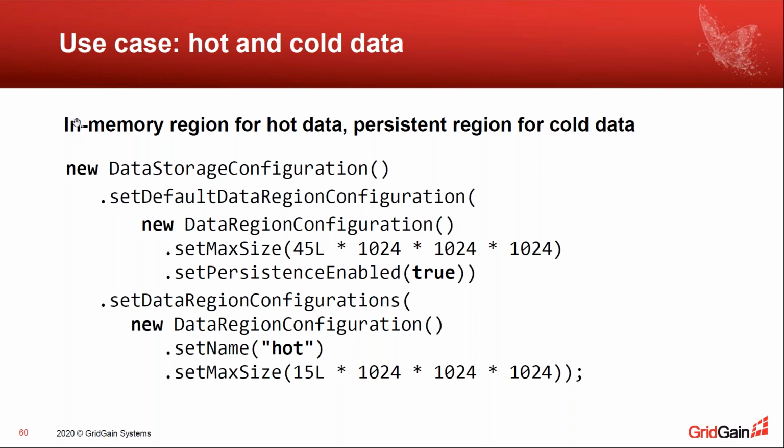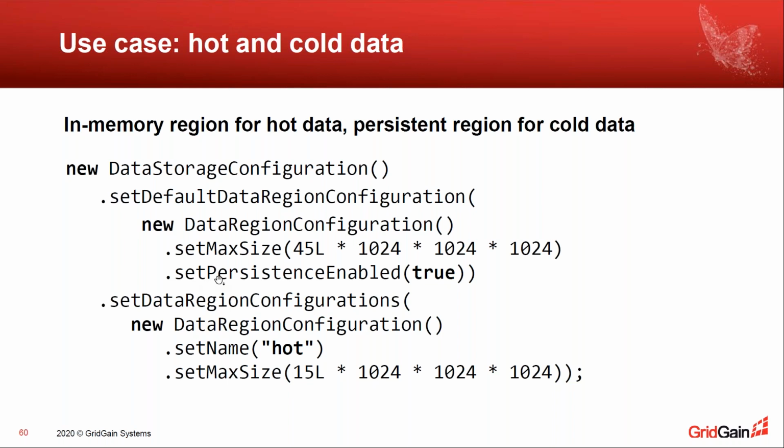And a good solution would be keeping an in-memory region for hot data to gain the minimum possible latency, and a persistent region for cold data. You can configure it this way. You can specify two regions, set the size of the historical region as 45 gigabytes and enable persistence, and set the size of the in-memory region as 15 gigabytes.